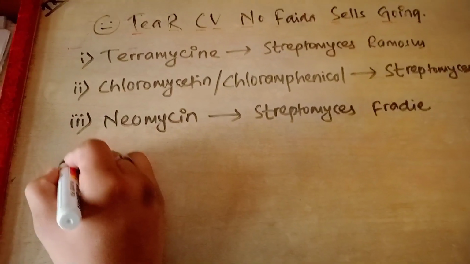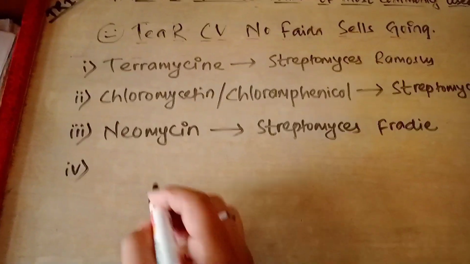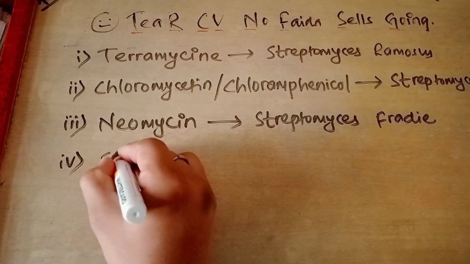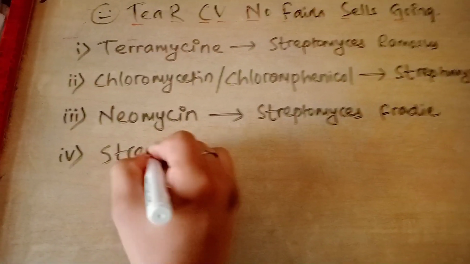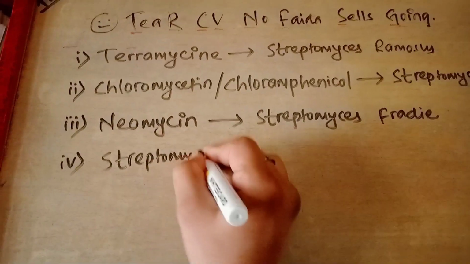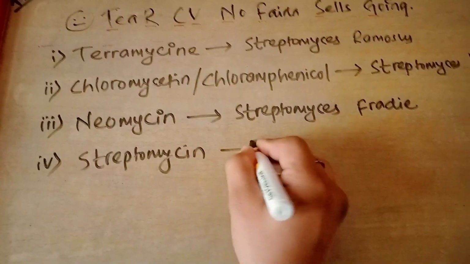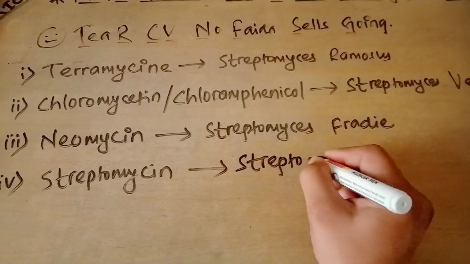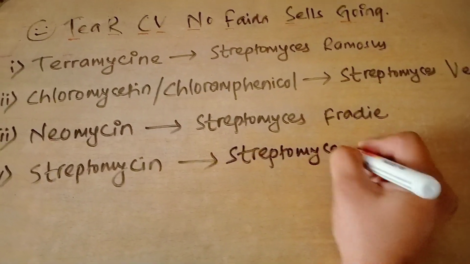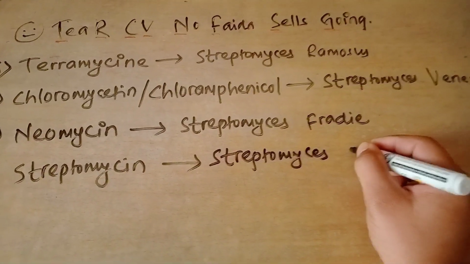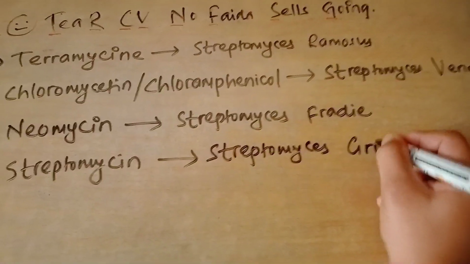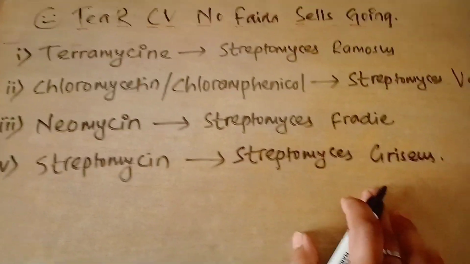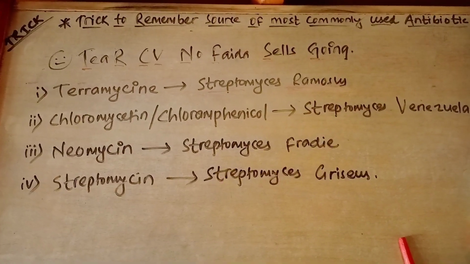And now in fourth we have S. S means streptomycin, and the source is Streptomyces. G means griseus, G-R-I-S-E-U-S.